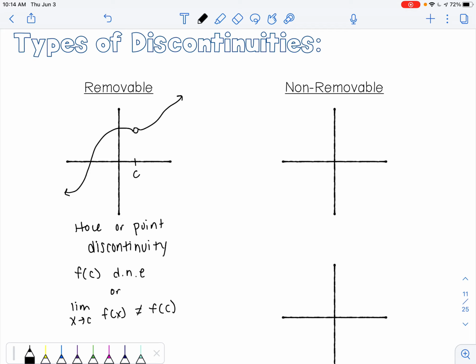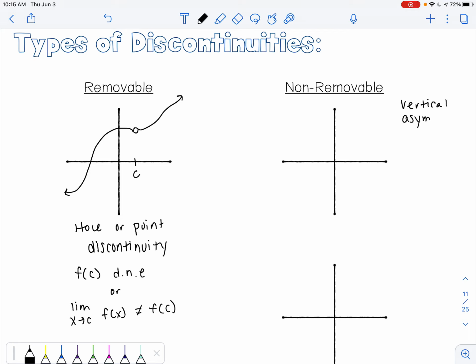So we call that a hole or a point discontinuity, and we call that a removable discontinuity because you can plug the hole, right? You could just redefine the function so that way the hole is no longer there. And then we have 2 different types of non-removable. So these are things that we can't fix on a graph.